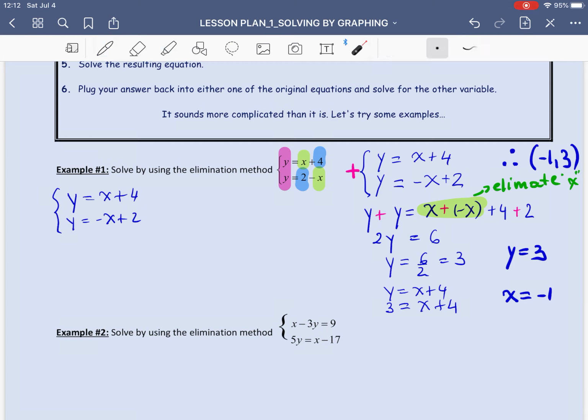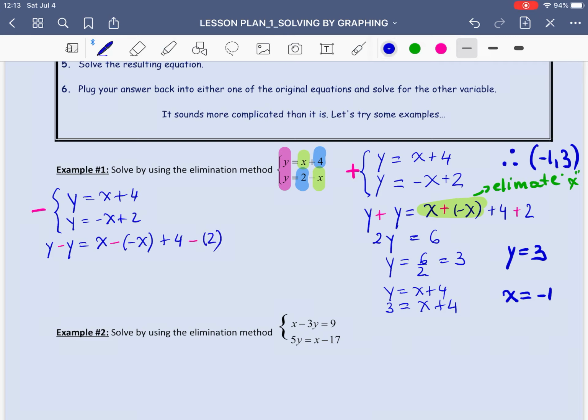So if I wanted to eliminate the variable y, addition wouldn't have helped me because by adding the two equations, I would get 2y, and what I want to get is 0y. So in this case, we use subtraction. So let's go over subtraction, just out of curiosity and just for fun, I would say. So we have y minus y equals x minus negative x plus 4 and then minus positive 2.